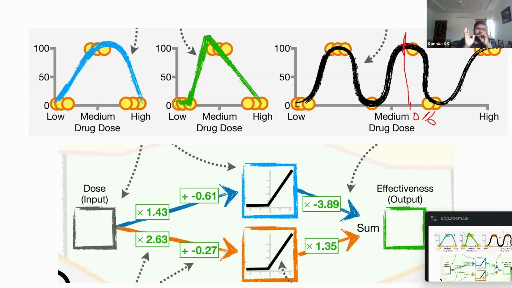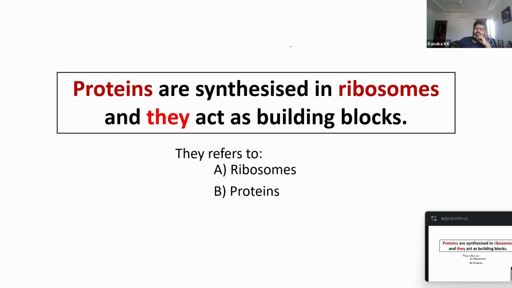So this is the ultimate purpose of any non-linear model, even including artificial deep learning and transformers. Now, moving to the transformer. We will move to understand the transformer. But before that, there is one sentence here. The sentence says: proteins are synthesized in ribosomes and they act as building blocks. Read this sentence carefully.